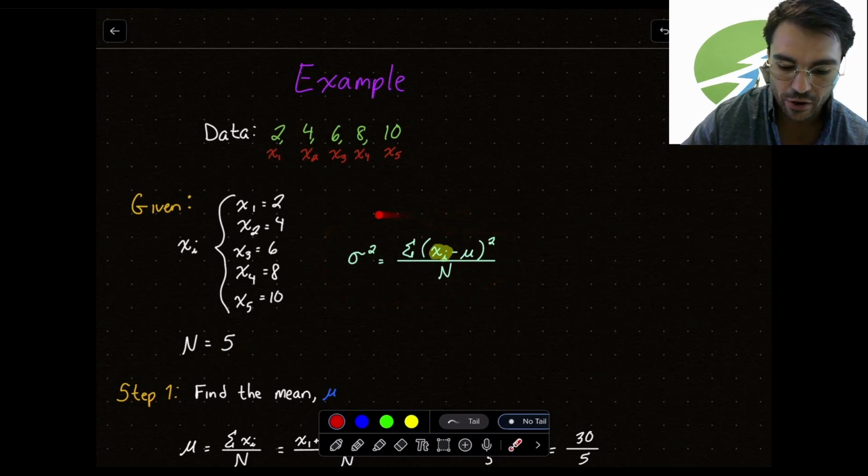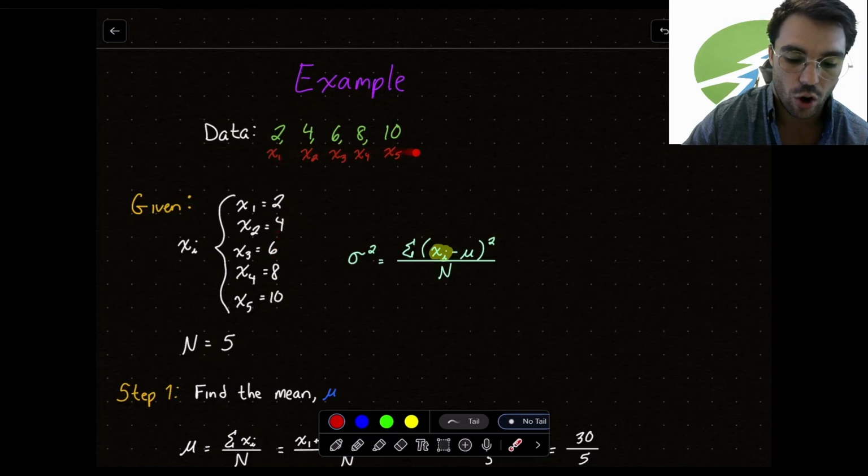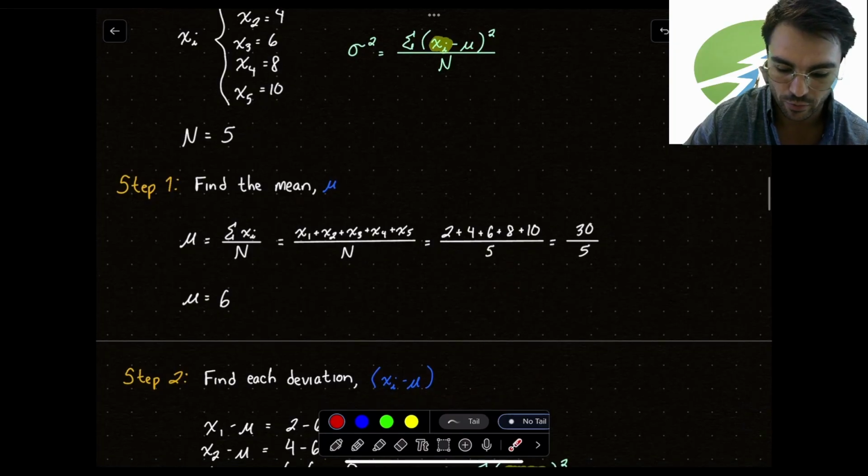And over here, I'm going to continue to just have the equation written, and I'm highlighting the part we're focusing on at first, okay? So we haven't even started yet. This is just what's given to us. All we know are the 5 observations, which tells us each x sub i, and it tells us n is 5, okay? So step 1, find the mean, which is mu, okay? So that's this part right here.